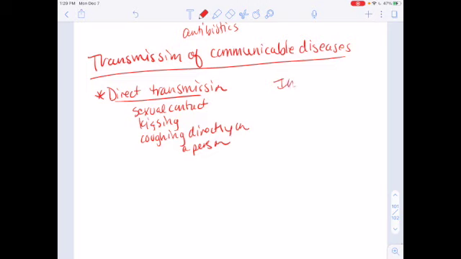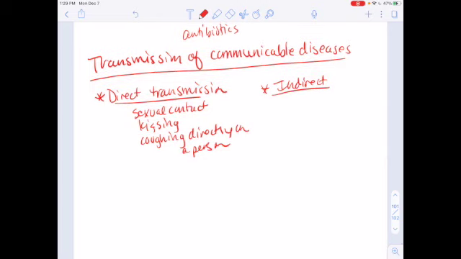Indirect, this would be where someone has some sort of infection and they cough into their hand and then they go and open a doorknob. And then 20 minutes later, you come by and you touch that doorknob. That's indirect. So not immediately. You don't have to see and touch, or you don't have to be in close contact with a person to catch something through indirect.